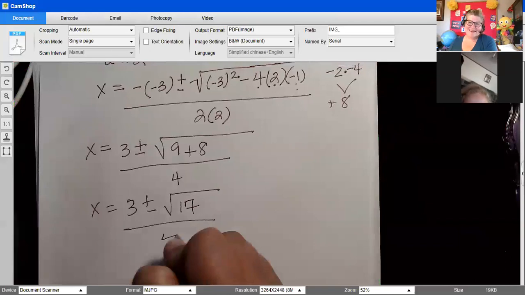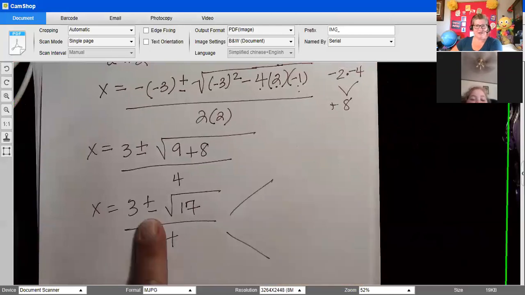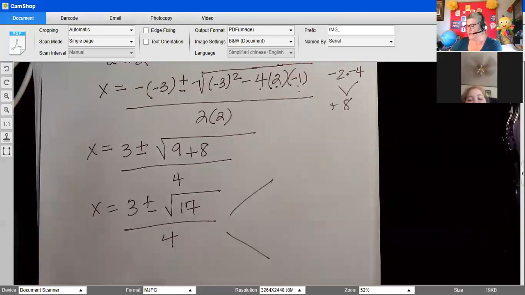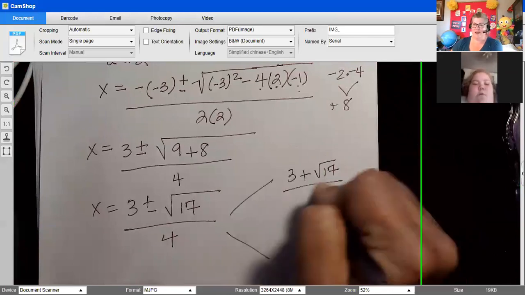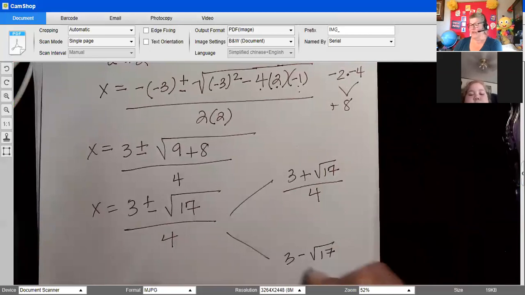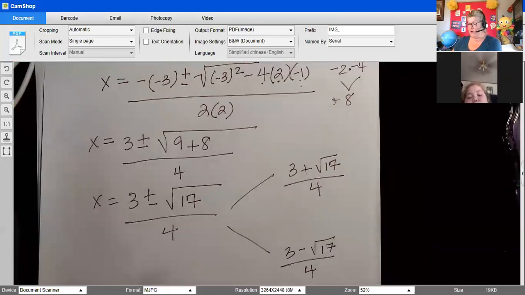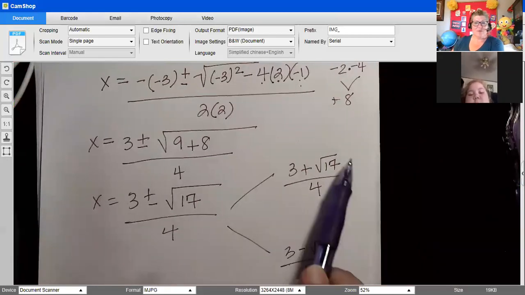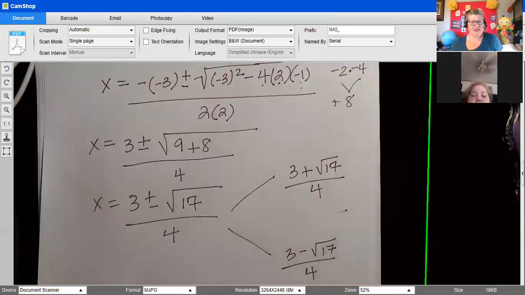Divided by 4. And we're going to split this apart because this plus or minus here tells us that it's 2 different ones. One of them is plus, one of them is minus. So we have 3 plus the square root of 17 over 4 and 3 minus the square root of 17 over 4. Is that our answer? Yeah, that's our answer. There's no sense in going any further because 17 is a prime number. And so we can't simplify that radical any further. So we can just leave it in those terms, and that's our answer.